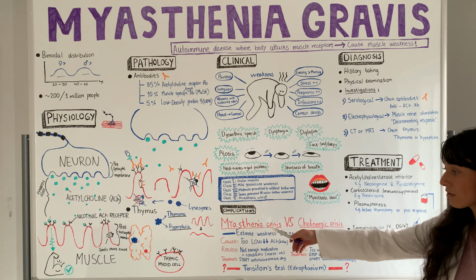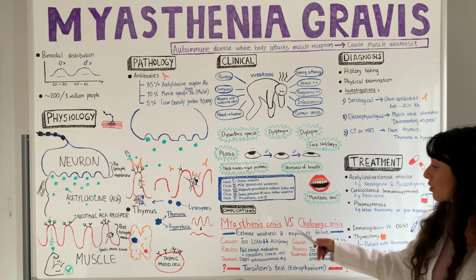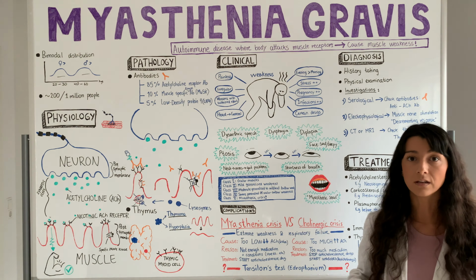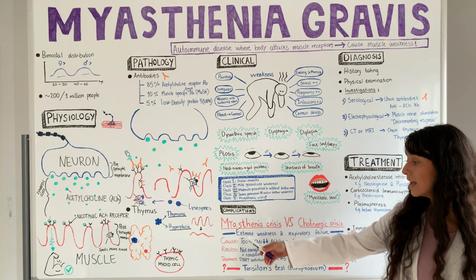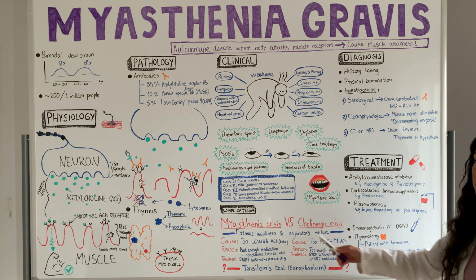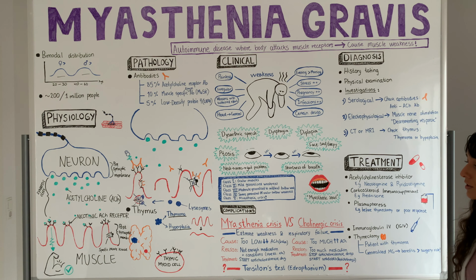But because myasthenia crisis is very similar to cholinergic crisis when it comes to the symptoms, it's important to not only understand what myasthenia crisis is, but also to understand what cholinergic crisis is, so we can distinguish between these two crises, because if we mix them up, it can be very life-threatening for the patient. In both cases, the patient will experience extreme weakness and respiratory failure. But the causes of these two are very different.